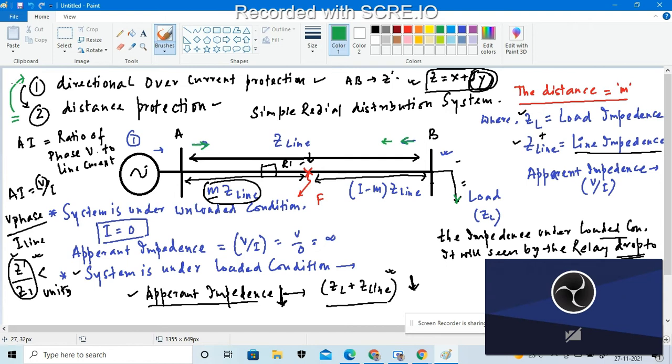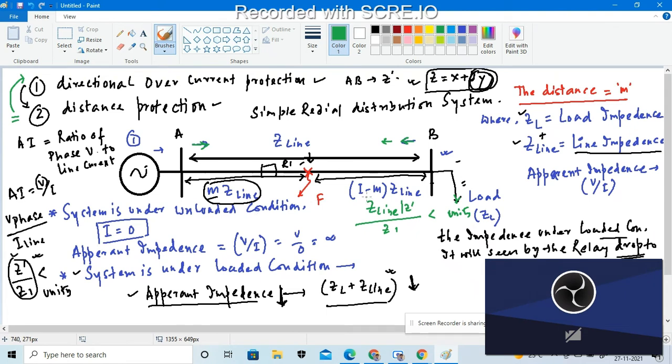Sir, if it is less than unity, then... Yes, if it is less than unity, then the ratio Z dash upon Z1. We are considering either the Z line, or we can say Z dash, whatever it is, divided by Z1. Its value will be less than unity. This is the value of the line impedance, understood?